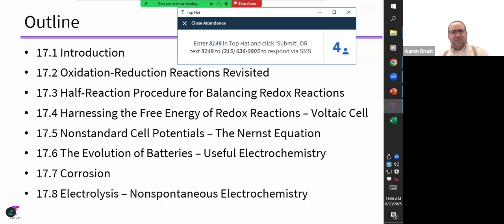For the balance of things, we're going to basically cut this chapter in half. We're going to do the first four sections this morning. We're going to do the last four sections on Monday.